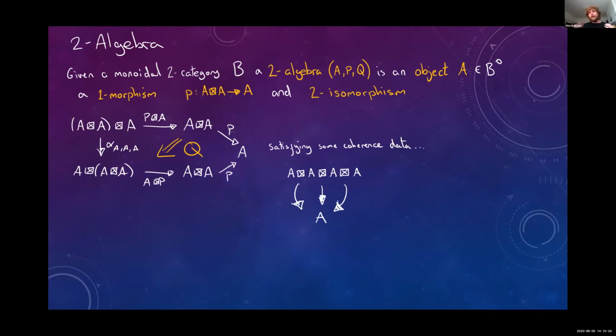Now, in the following, I want to talk about 2 algebras, or categorified algebras. And in analogy with algebras, I want to say that given a monoidal 2 category B, a 2 algebra is going to be a triple of an object, a morphism, just like in the algebra setting. But now I want a 2 isomorphism, which weakens this associativity diagram. And these 2 isomorphisms are required to satisfy some coherence data, which you can think of as relating the different ways of composing 4 copies of the object. I will note here that I'm going to use 2 category, but sometimes it might be bicategory, but I'm just going to use 2 category generically.